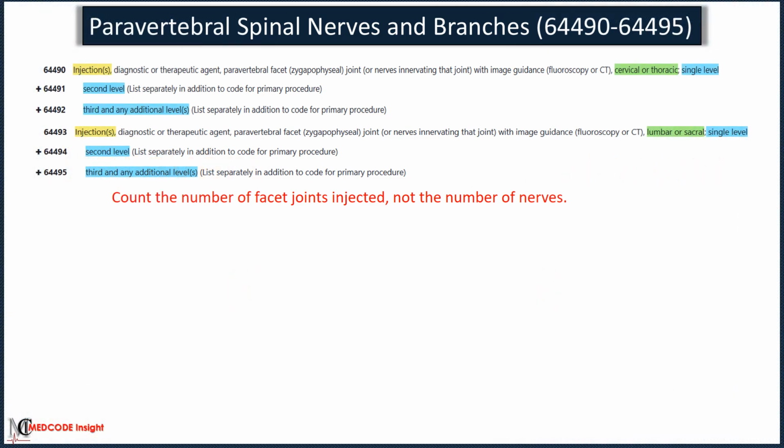Paravertebral spinal nerve injection involves the administration of a diagnostic or therapeutic agent into the facet joint. Remember that the facet joints are paired at each vertebral level. Codes are based on the number of facet joints injected, not the number of nerves. So when coding, count the number of facet joints injected, not the number of nerves. Add-on codes are used when injecting a second, third, or additional levels in the same session.